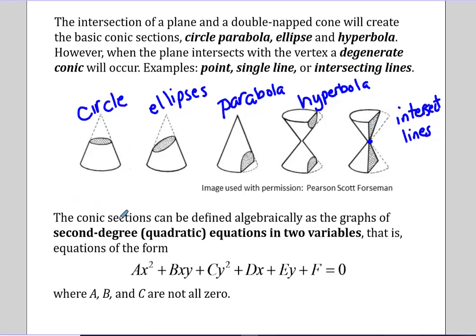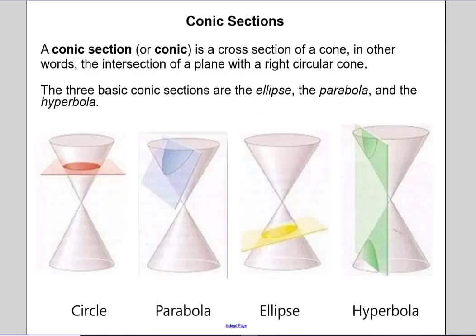Anyway, the conic sections can be defined algebraically as the graphs of second-degree equations in two variables. And in expanded form, they can look really complicated like this. But A, B, and C are not all zero. We'll see some features that determine what they look like based on their equations as well.